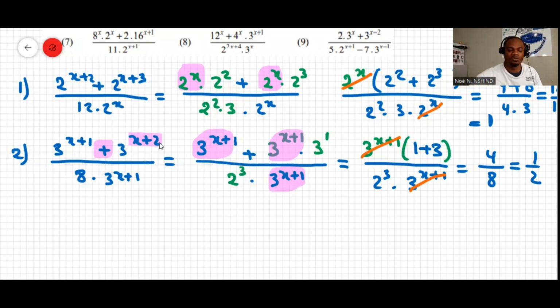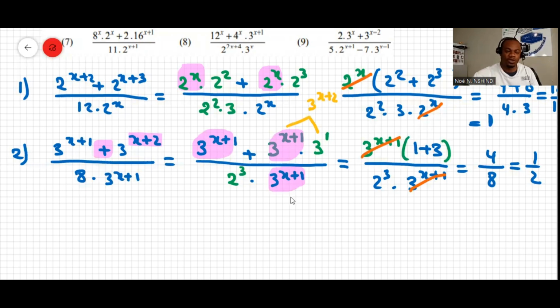So what I can do, we reduce 3 to the x plus 2, we make it like 3 to the x plus 1 times 3 to the power of 1, knowing that all this makes 3 to the power of x plus 2. Now that we have this, we can take 3 to the power of x plus 1 as a common factor, and then we can simplify, and we're left with 4 over 8, which is equal to a half.